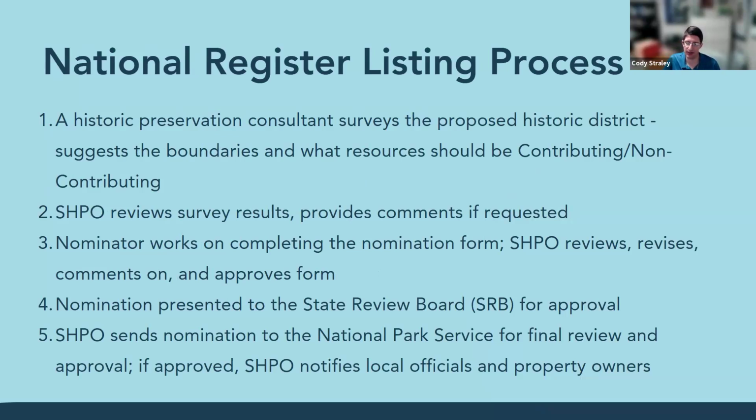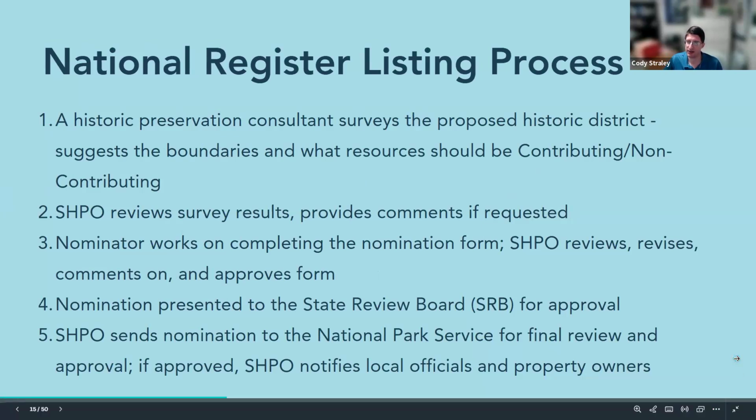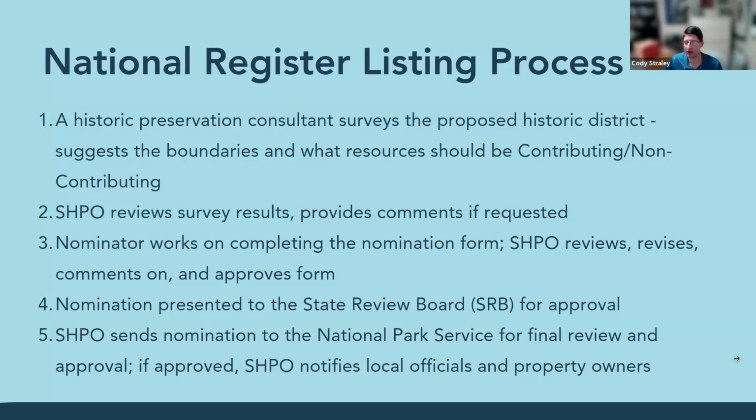And we'll study just how you do a district, since that's a bit bigger. And typically how a community lists a district is they will hire a historic preservation consultant, such as Courtney Zimmerman, to survey and study the proposed area that you want to put a district in. They'll do research on the area's history, document each individual building and look at its integrity, see if they're historic or not. And they'll produce a report that provides recommendations on the boundaries of the district and what properties inside the district would be contributing and non-contributing.